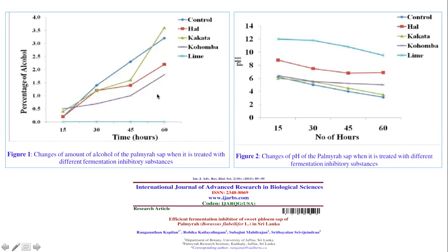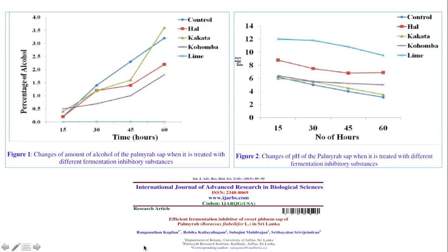And you can see the alcohol percentage of Palmyra sap treated with different inhibitory substances. Right, in the indigenous process, we will discuss it later, but in this graph, you can see they put some plant materials into that pot, right? We use a pot to collect the sap. So some plant materials we are adding to that pot to control the fermentation, right? Suppose he or she wanted to get toddy or treacle. If we are going to produce treacle, we have to stop the fermentation. So that's why they used to use this type of plant materials.